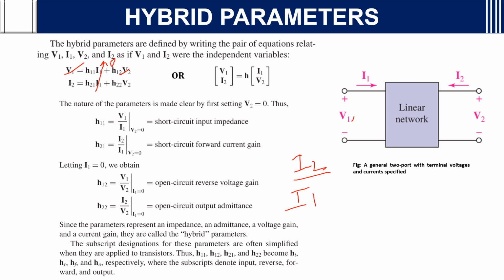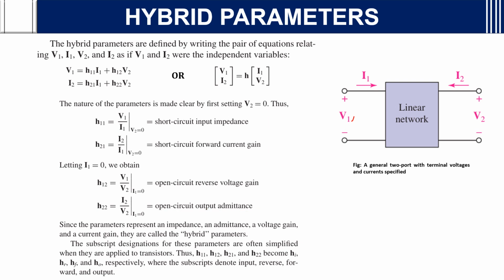So when it is I2 by I1, it is a forward current gain. For voltage also, what will we find? Output voltage by input voltage, V2 by V1. But we are calculating here V1 by V2. So it is the open circuit reverse voltage gain, not forward voltage gain. In the same way, we can write H22 is equal to I2 by V2 when I1 is equal to 0. I by V means what? Admittance. So it is called the open circuit output admittance.